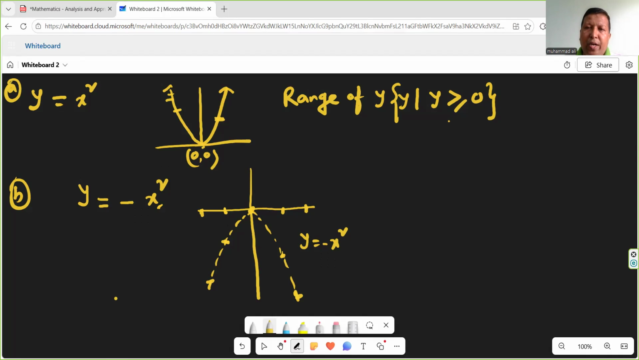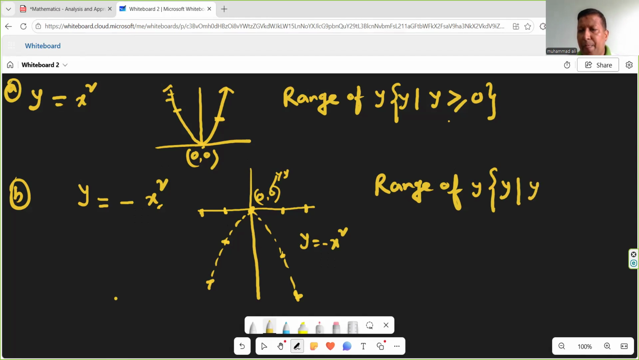So we want to find out the range of the function. That means the highest value of this curve. Here, the highest value of this curve is 0. That means the y value is 0. So we have to say range of y such that y less than or equal to 0. The highest value of y is 0 and all other values are less than 0. That's why we say the range of y, in set brackets, y such that y less than or equal to 0.